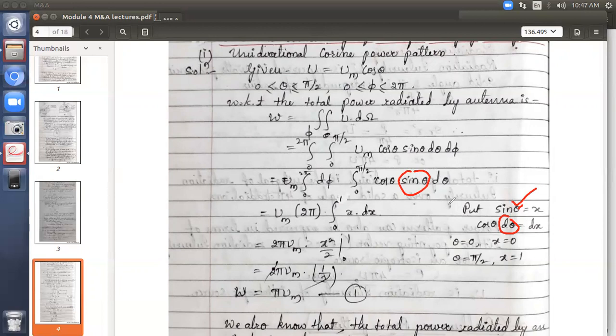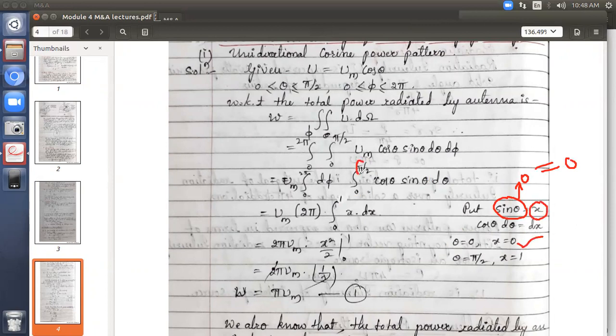Integration limits for theta is 0 to pi by 2. But when I substitute theta in terms of x, limits will also change. So let's see, if theta is 0, the lower limit, what is sine 0? Sine 0 is 0, so x value will become 0. It's very clear. If you substitute theta value as 0, sine 0 will become 0 and sine 0 is equal to x. So x is equal to 0.